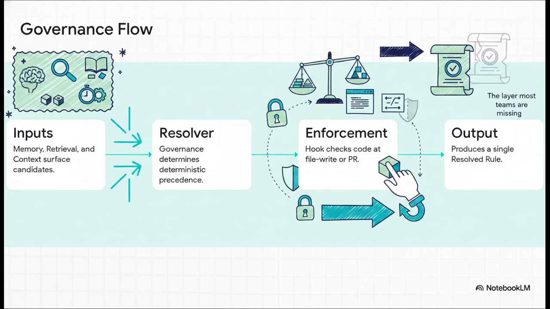Step 1, the inputs layer, which includes your memory, retrieval, and context, does its thing by surfacing all the potential candidate rules. Step 2, the governance resolver steps up. It deterministically evaluates those candidates and figures out the exact precedence based on scope and priority. Step 3, the enforcement hook, steps in to inject the single rule before generation, or it checks it right at the PR boundary. And Step 4, the output is just one single resolved rule. This right here, this is the layer most teams are completely missing today.